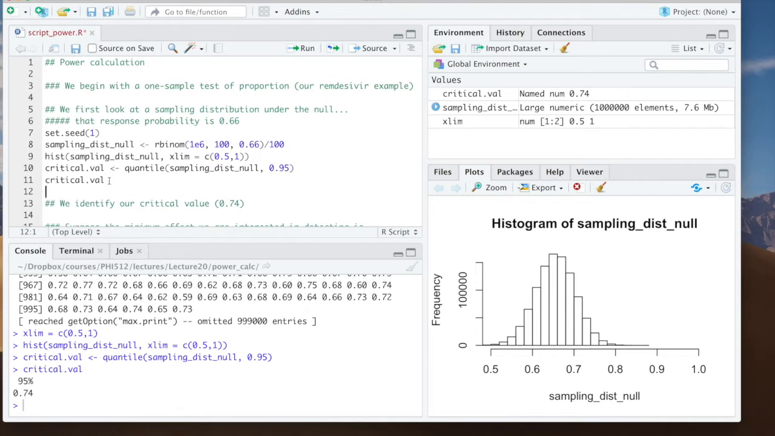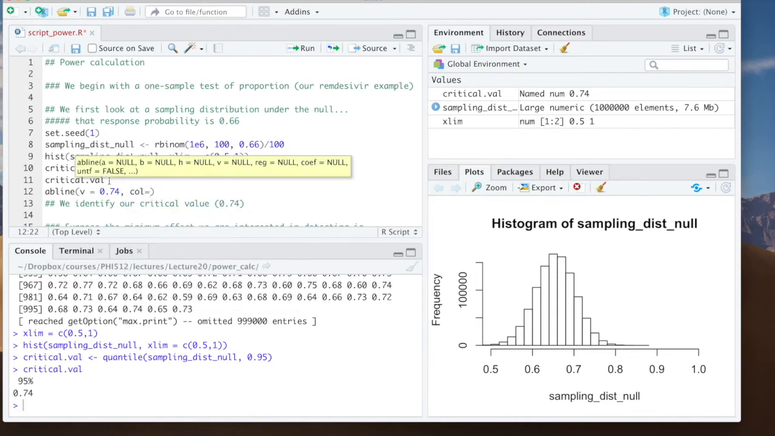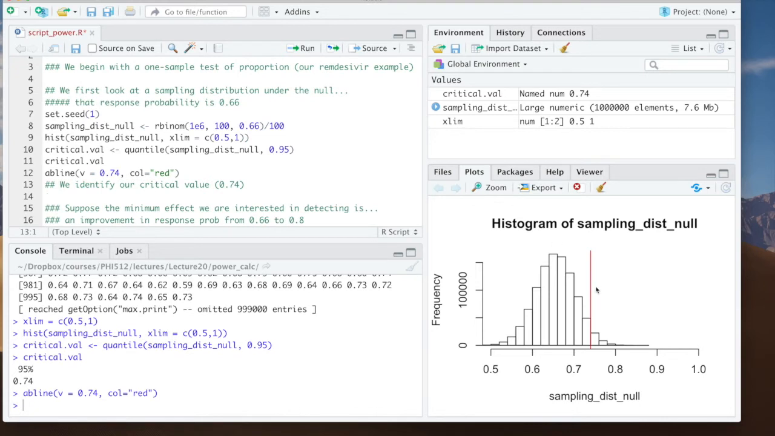The way you add a vertical line to a histogram is you say abline, and then the input's name is v, and you say equals the value here, maybe 0.74, and I want to make it red. So I say col equals "red". And now if I run this, there we go. That's our vertical line indicating our critical value, and only 5% of the area of this histogram should fall to the right of that value.